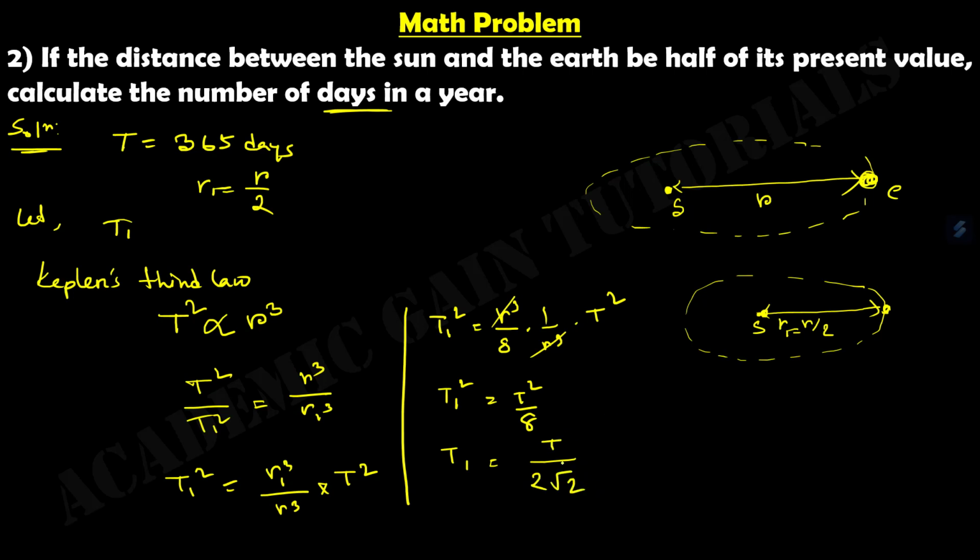We know the value of T is 365 days. So if I calculate this whole value, then it is approximately 129 days. So if the distance between the sun and the earth is half of its present value, then there will be 129 days in a year. Okay, so I hope you understand this problem also.